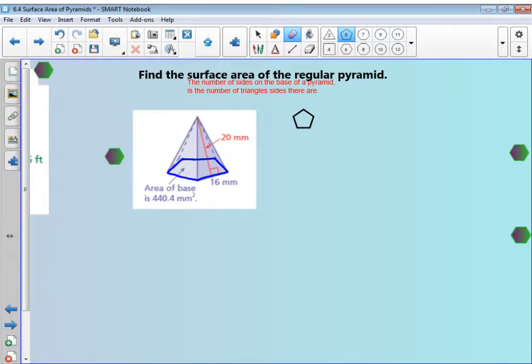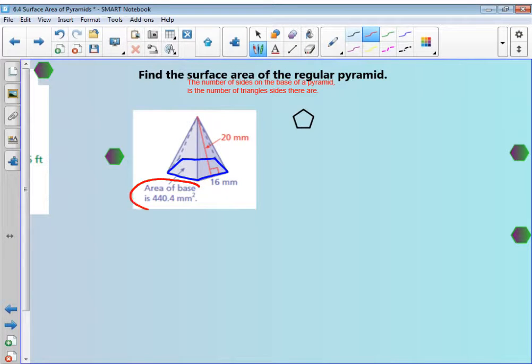So this one is set up slightly different because we do not know how to find the area of a pentagon. Could we figure it out? Yes, but we have not learned how to do that. Plus, they're not giving us enough information to be able to find the area of that pentagon. So here's what they're telling us.